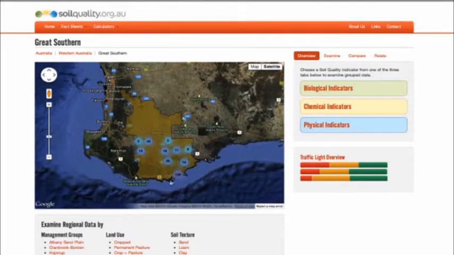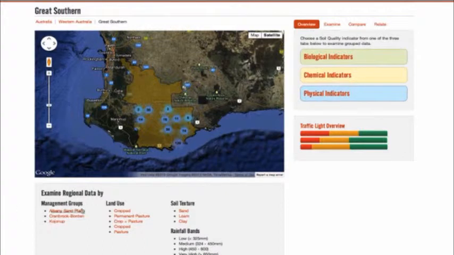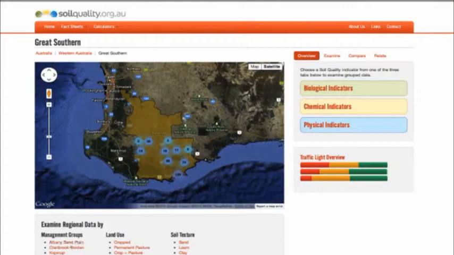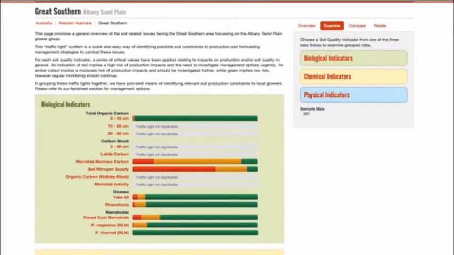So that's obviously in this area of part of the world, and there's something like 300 sites, 280 odd sites there that we've measured. And you can start to group the data according to different data sets. So we've been to Kojonup, we've been to Cranbrook Borden, and this data set is probably the largest one that we went to. This is part of the SCARP program. If we go into the Albany Sandplain, you get what we call a traffic light overview.